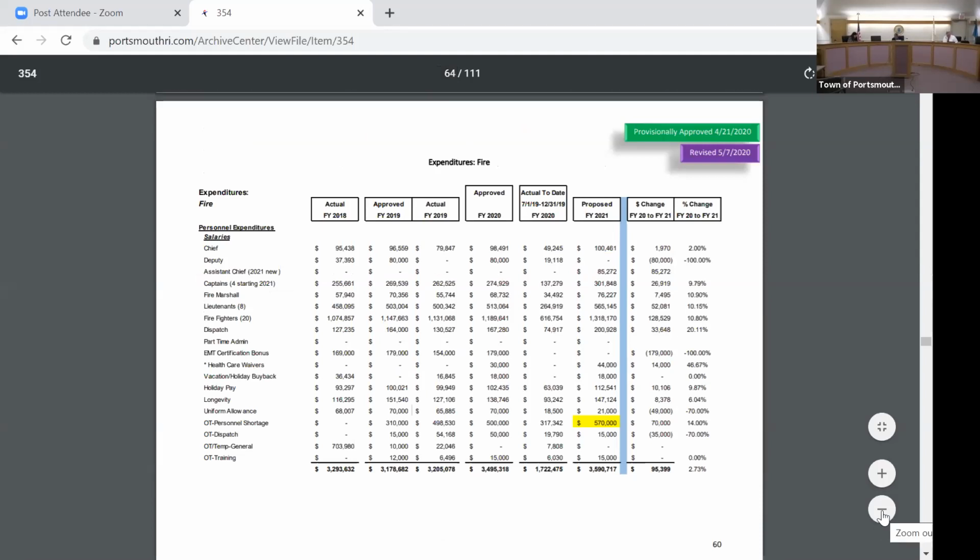Here's the first page of the fire department budget. And you will see that the overtime personnel shortage line has been increased. The reduction in overall expenditures reflected in this revised budget has allowed us to make a recommended change to firefighter overtime that more closely reflects anticipated overtime costs due to COVID. We have therefore changed the firefighting overtime from $517,000 to $570,000.